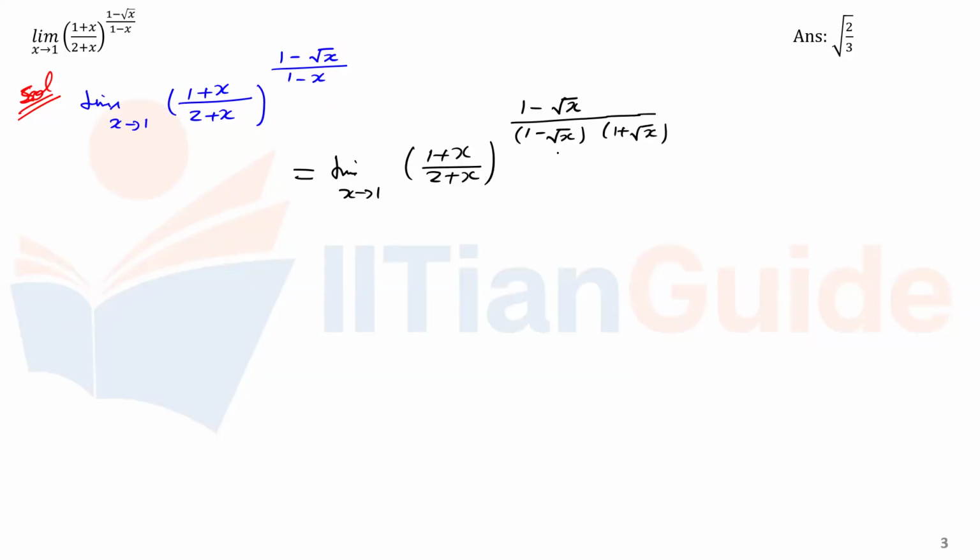Okay. Now what happens? 1 minus root x and 1 minus root x, both terms are 0 by 0 form, they get cancelled. Now I can put the value of x, which is 1. So I'm getting 1 plus 1 divided by 2 plus 1. If I put x to be 1 here, I'm getting 1 divided by 1 plus 1, that is 1 by 2. So basically (2 by 3) to the power half, or the square root of 2 by 3, is my answer. Is it clear? No problem? So, okay.